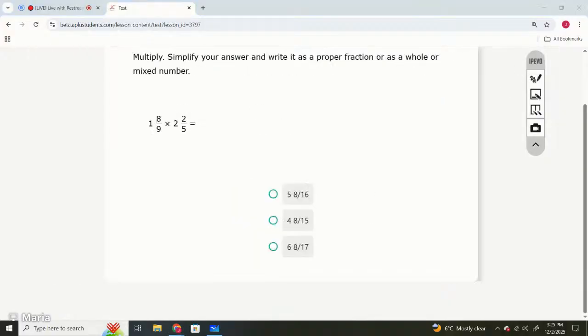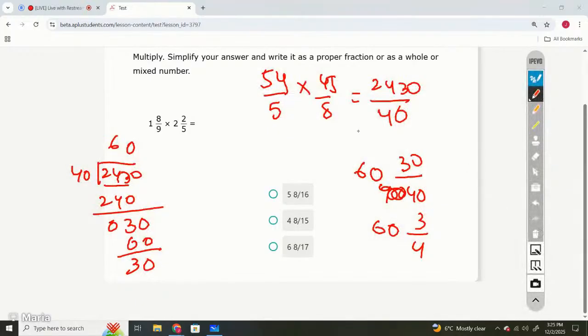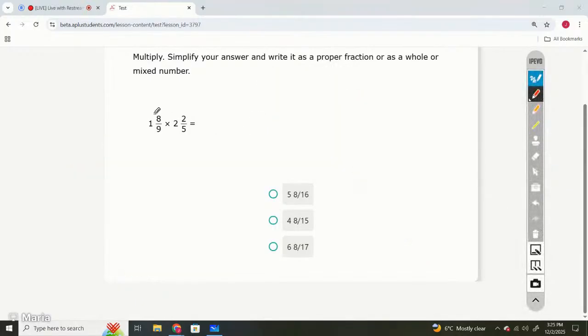1 whole 8 by 9 times 2 whole 2 by 5. 9 times 1 is 9 and 8, 17 by 9. 5 times 2 is 10 and 2, 12 by 5. So you have to do 17 times 12, that is 204, and 9 times 5 is 45.